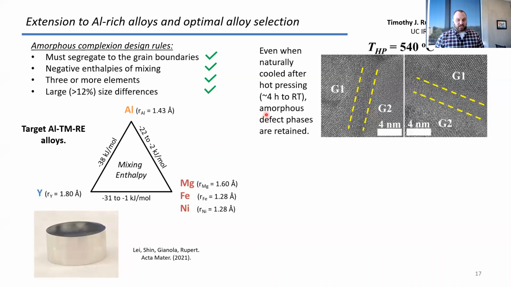And if we just do that and we go in and look afterwards with TEM, we can find amorphous complexions in our microstructure. So that never happens in those binary copper alloys I showed you before.